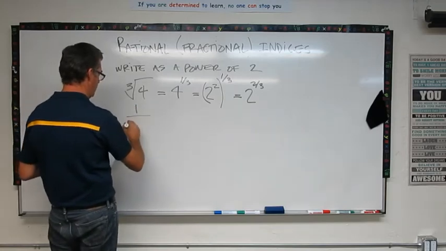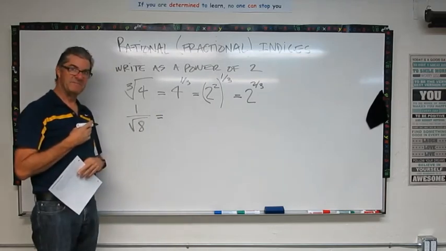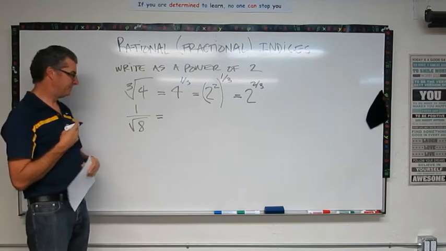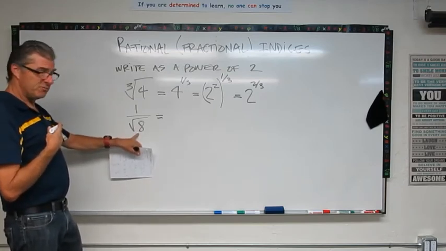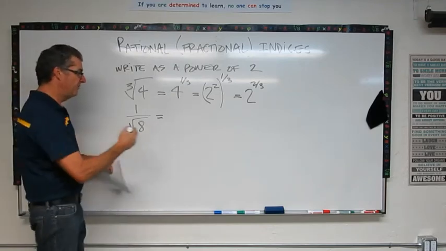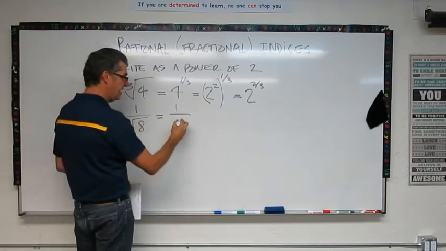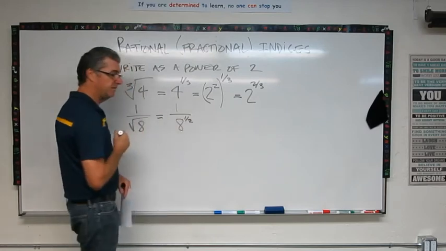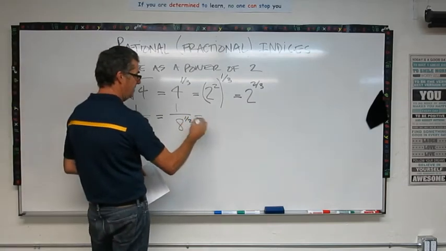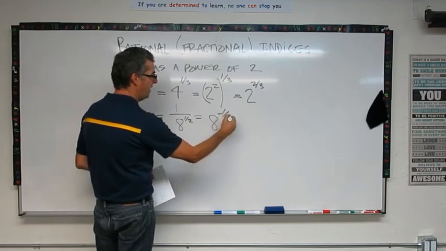How about that one? Okay, let's see how you did. Square root of 8. 8's not a perfect square, so we can't just turn that into a number. But we know a few things. We know this is the 1/2 power square root. So I can now write 8 to the 1/2 power. Okay, that's getting us a little bit more simple. Now I can bring this power up. This becomes 8 to the minus 1/2 power.